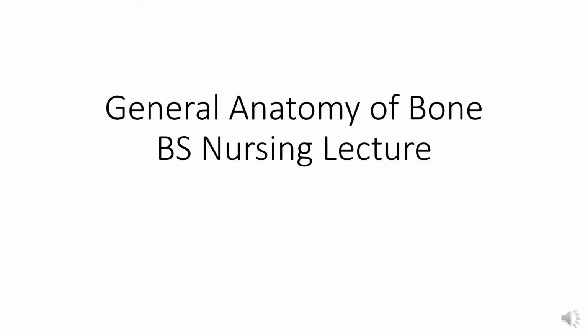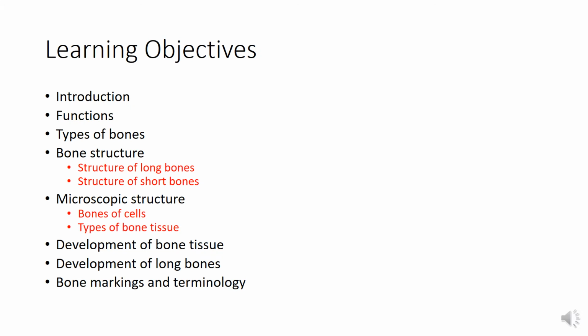So today we will discuss the general anatomy of the bone. In this lecture we will learn about the definition of the bone, the functions, the types of the bones, the structure of the bone, structure of a long bone and structure of a short bone, and the microscopic structure. So these were the macroscopic structure and this is the microscopic structure. And in microscopic structure we will see the types of bones, the cells and the types of bony tissue.